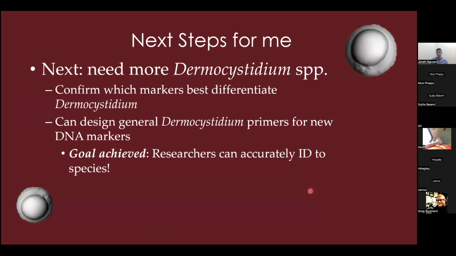So next step for me, I need more Dermocystidium species. That's why I always solicit for it. So if you find it or you think you found it, you can just contact me, let me know. Getting more species would allow me to confirm which markers best differentiate Dermocystidium species. Once I get more of them, I can also design general Dermocystidium primers so that researchers all over the place can accurately ID to species by using these generic primers. But to do that, obviously, I need more Dermocystidium species to design these generic primers for these new markers.